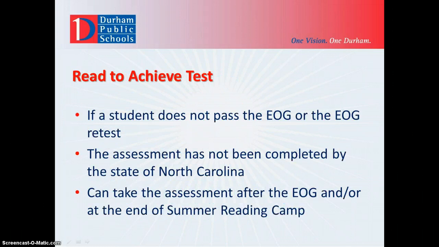Students who do not pass the end of grade test in reading will be given the chance to take a retest of the end of grade test. If they do not pass the end of grade test a second time, they can take the Read to Achieve alternative assessment. As I discussed earlier, there are some parts of this process that are not complete. One of them is the Read to Achieve alternative assessment. The state is still working on the assessment, so we do not have all the details.